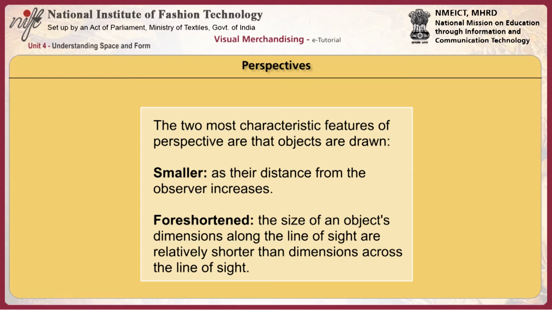The two most characteristic features of perspective are that objects are drawn either smaller or foreshortened. So to understand what is smaller and what is foreshortened: smaller, as their distance from the observer increases, they get smaller. Foreshortened, the size of an object's dimension along the line of sight is relatively shorter than dimensions across the line of sight.